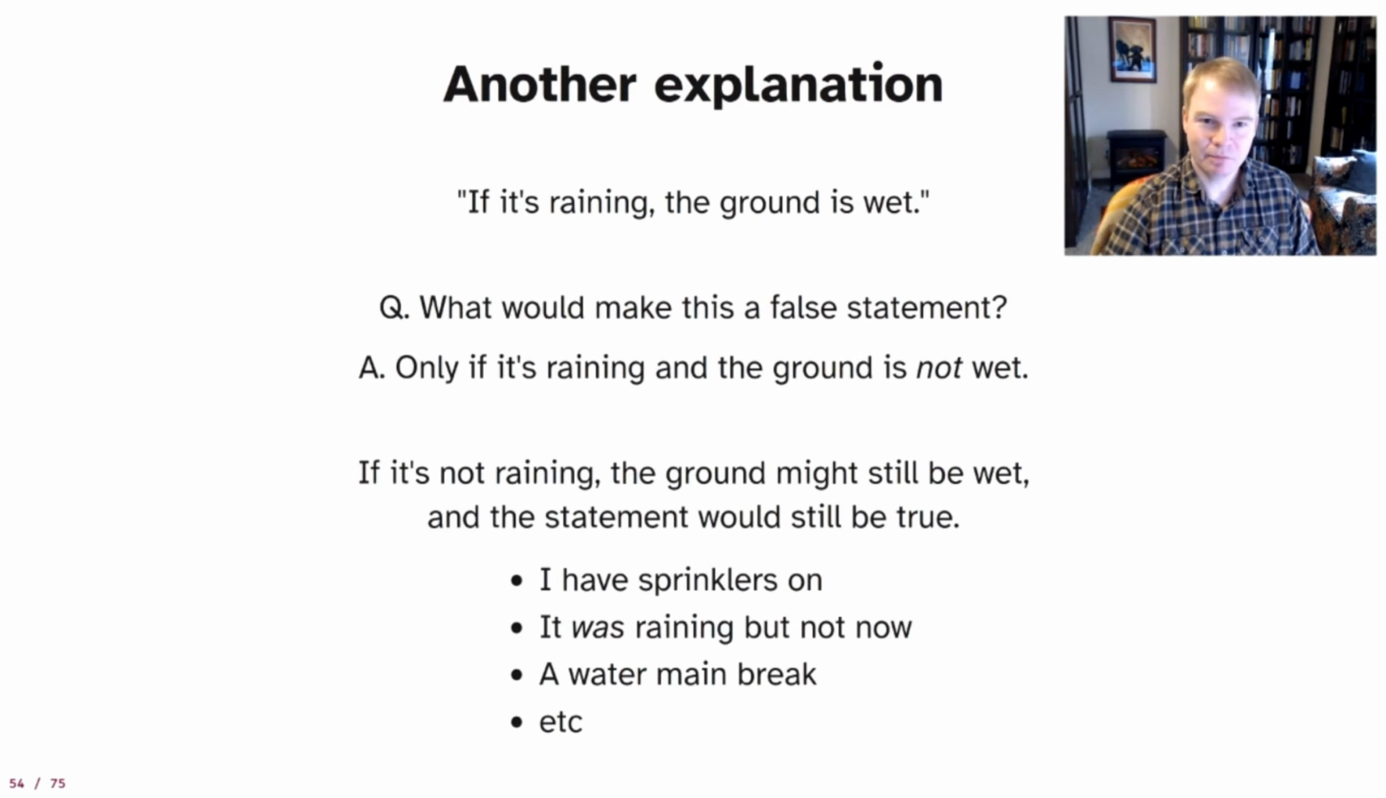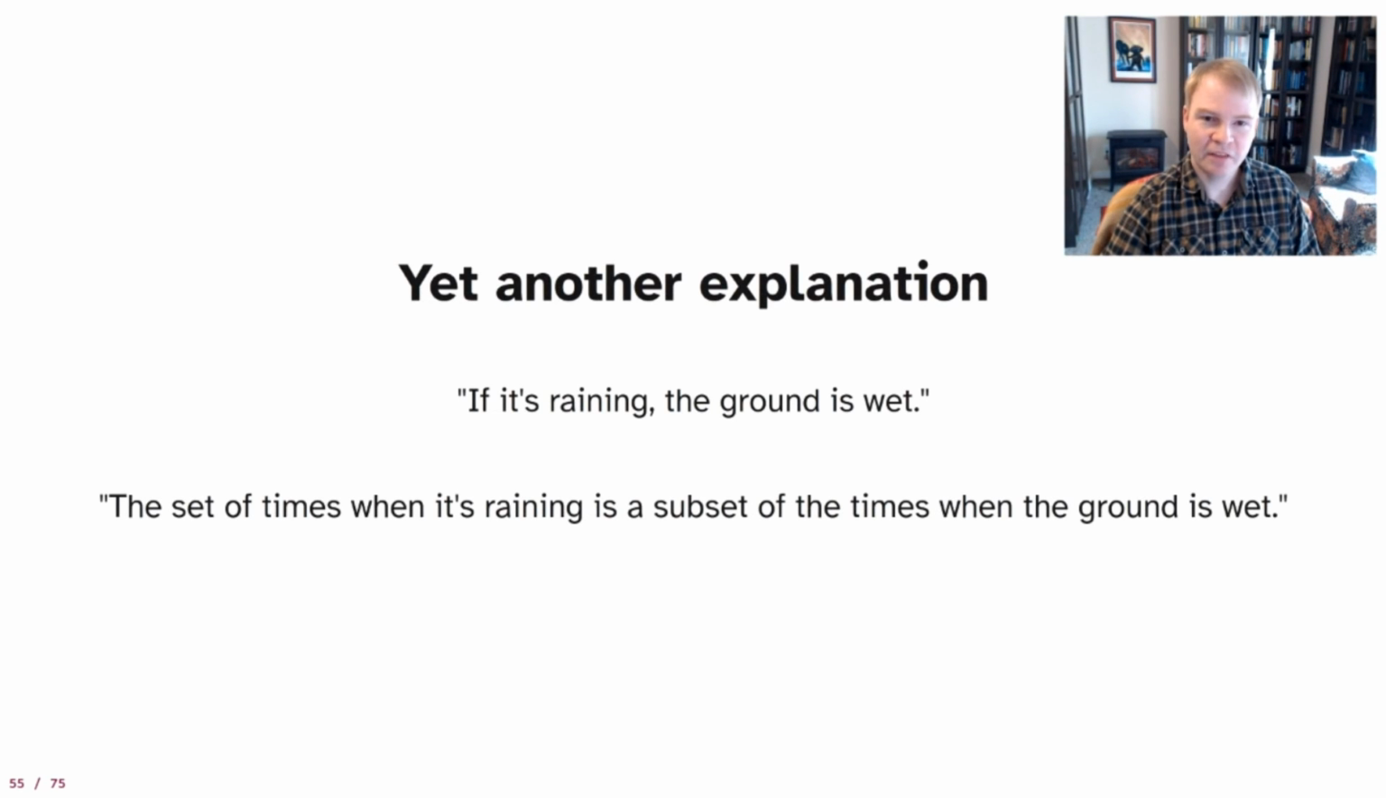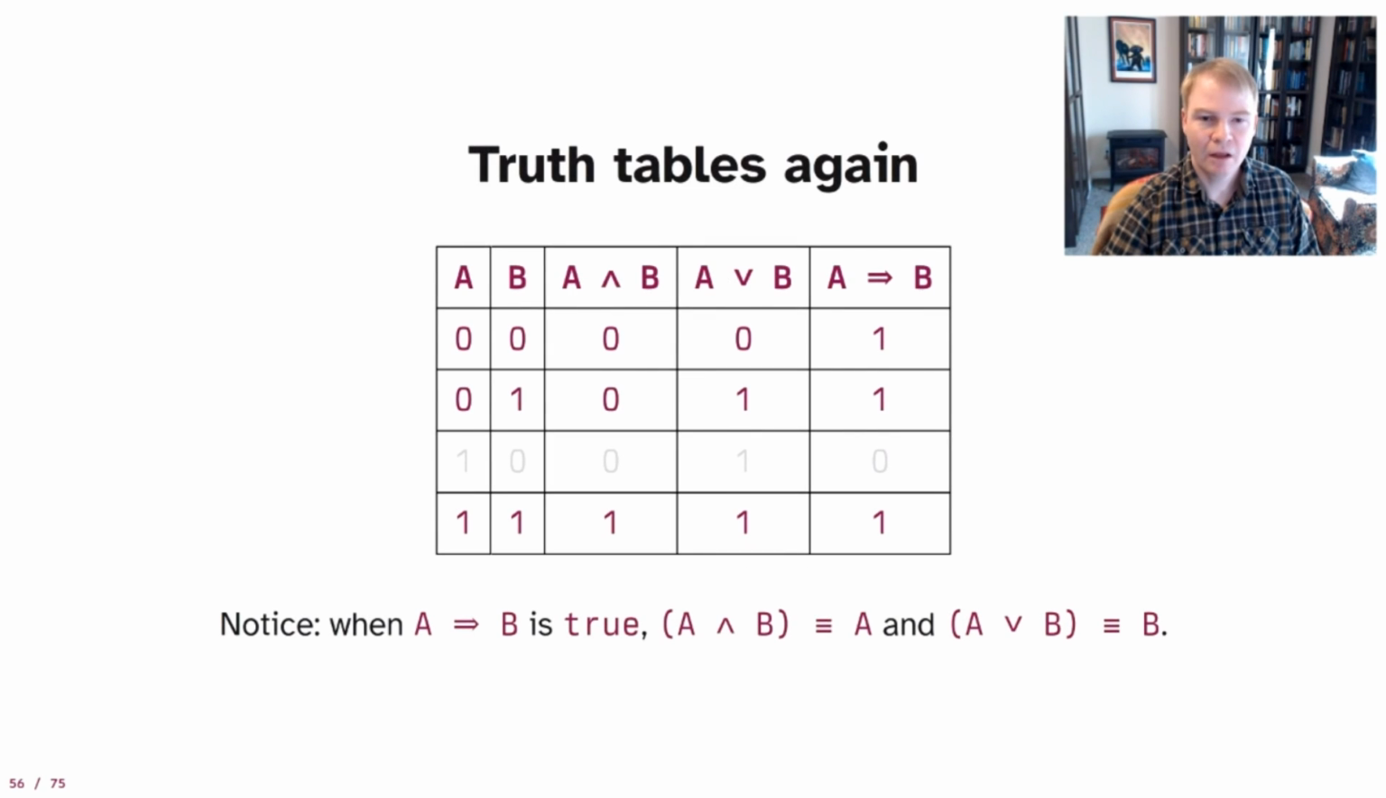Here's another example of implication. It's raining implies the ground is wet. What would make this statement false? Only if it's raining and the ground is not wet. If it's not raining, the ground might still be wet, or it might not be, and the statement is still true either way. Another way to think about this is in terms of sets. It's raining implies the ground is wet is another way to say the set of times when it's raining is a subset of the set of times when the ground is wet.